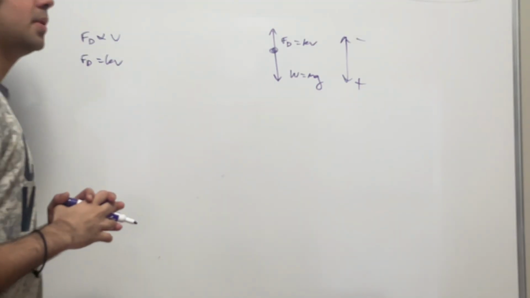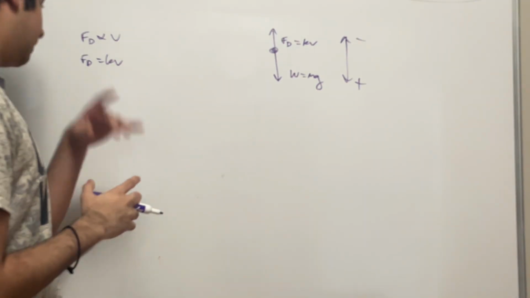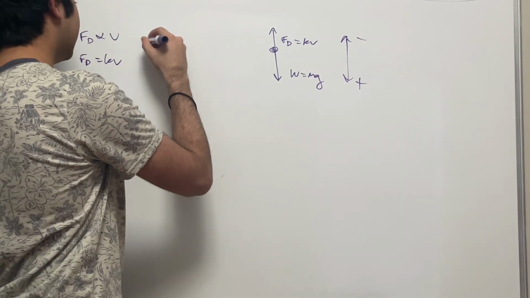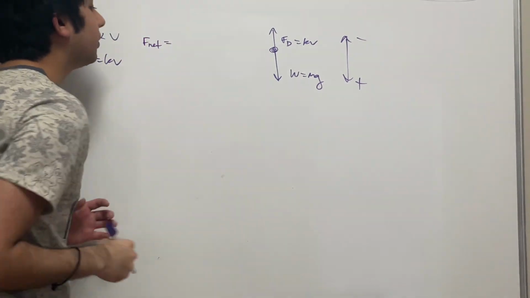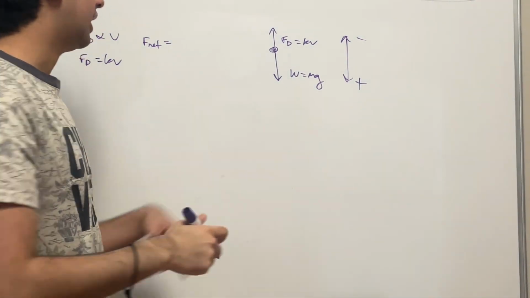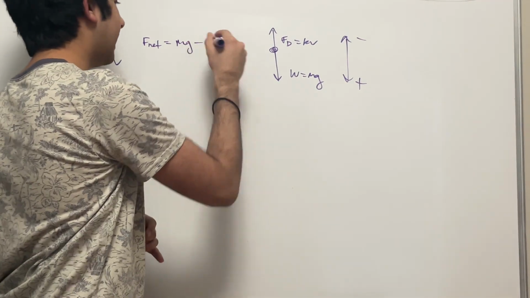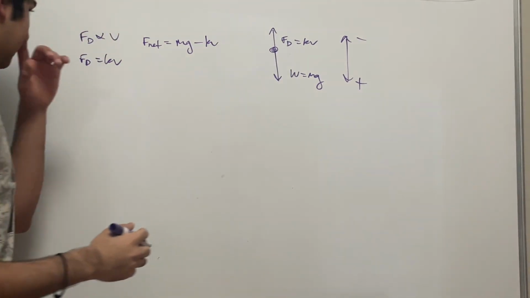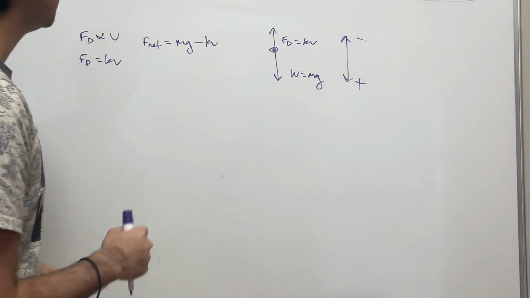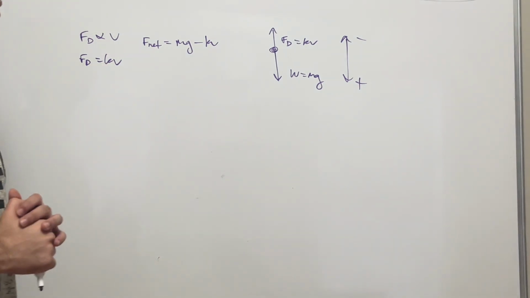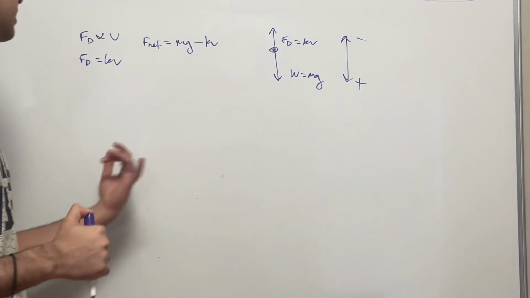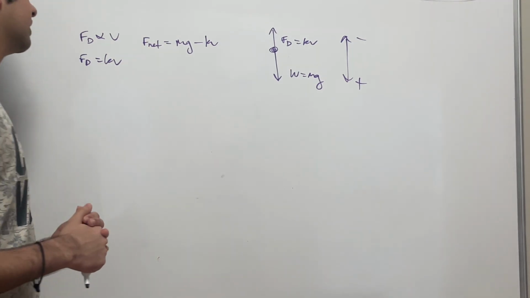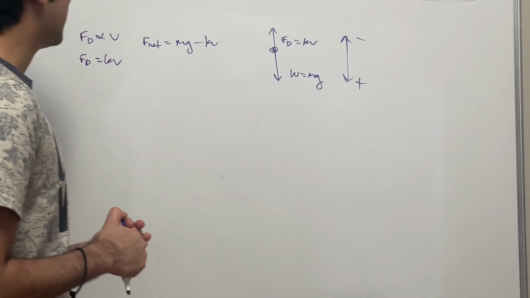So let's think about this. Maybe come up with the F net equation, just to see what happens. Net force, F net, is going to be equal to mg minus kV. kV is the counter force, so put that negative sign there. So F net is equal to mg minus kV. Makes sense so far, right? Just the weight minus drag, force of gravity minus force of drag, because drag is going in the opposite direction.